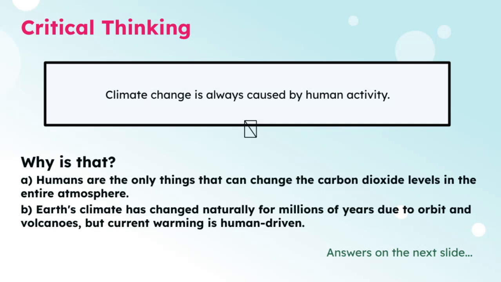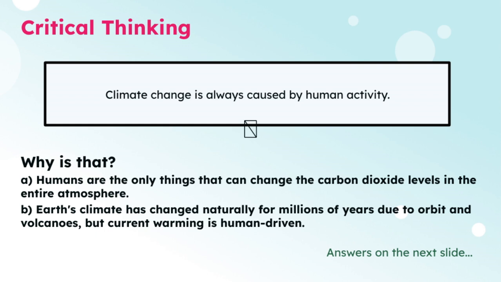The statement is false. Climate change is not always caused by human activity. Earth's climate has changed naturally for millions of years due to orbital cycles, solar variation, volcanic eruptions, and other natural processes. However, current warming is mainly human-driven. The correct explanation is, Earth's climate has changed naturally for millions of years due to orbit and volcanoes, but current warming is human-driven. This is an important distinction.